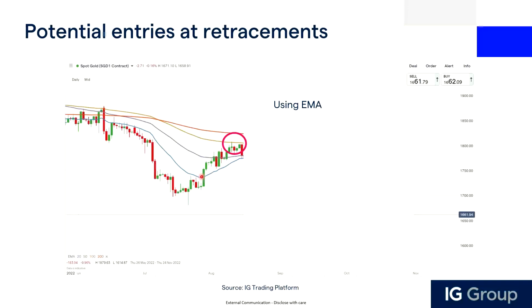So what we are trying to do is that now we have established a bias. We are looking for sell positions. But where do we exactly sell? At which point in this downtrend do we sell? So the first point that we want to look out for is a retracement.